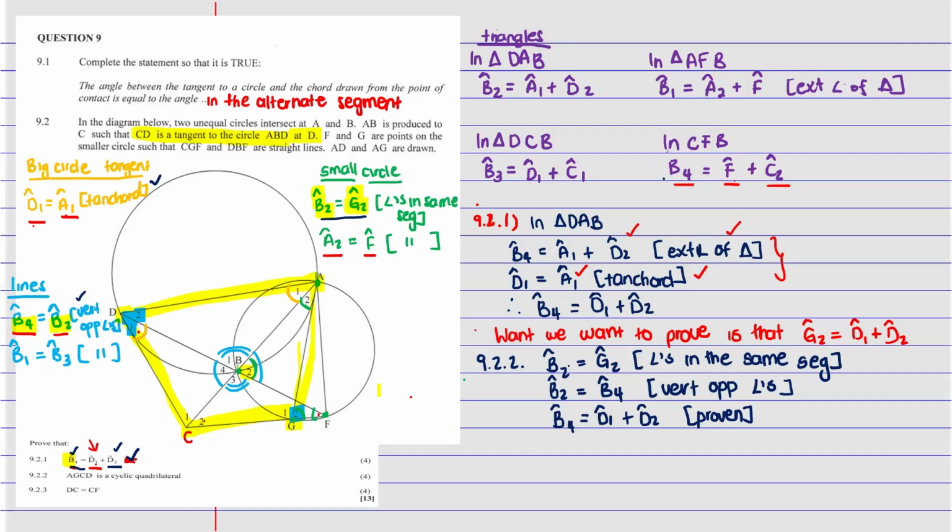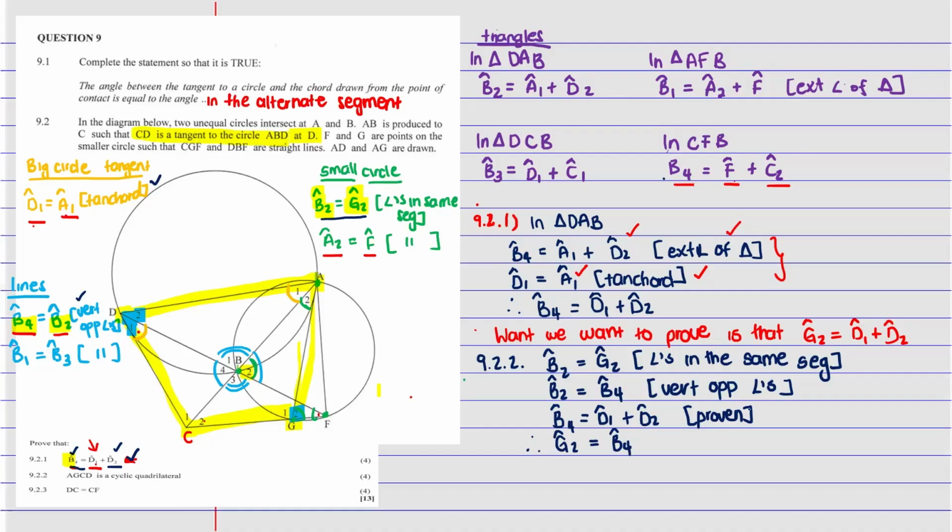But what do we know? Since everything links, we see that B4 is equal to B2, which is equal to G2. Therefore, angle G2 is also equal to angle B4. Does that make sense? Because angle B4 is equal to angle B2, and angle B2 is equal to angle G2. That means those two are equal to each other. Is everyone okay with that? Yes, fine ma'am.